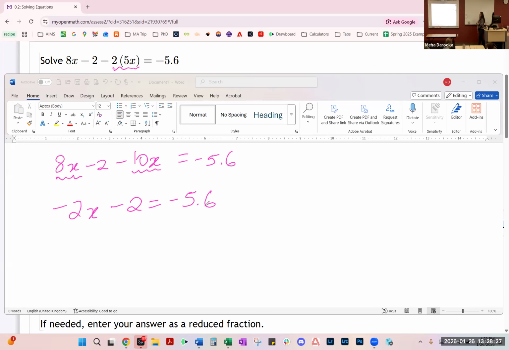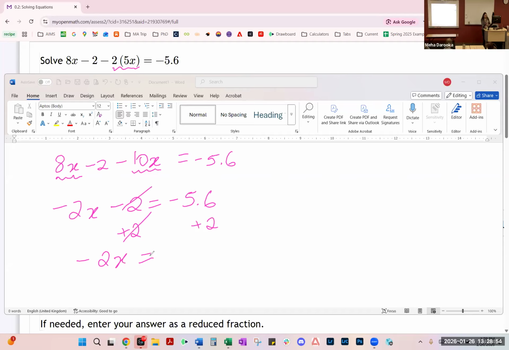Now, obviously, you will remember from solving equations, you want to get the x on one side and the constant terms on the other side, right? So you can see we've got the negative 2x on the left, so obviously move the 2 to the other side. Since it's minus 2, when you move it to the other side, it becomes plus 2. Move him, and then you are left with negative 2x equals, what will that be? Negative 5.6 plus 2? Negative 3.6.